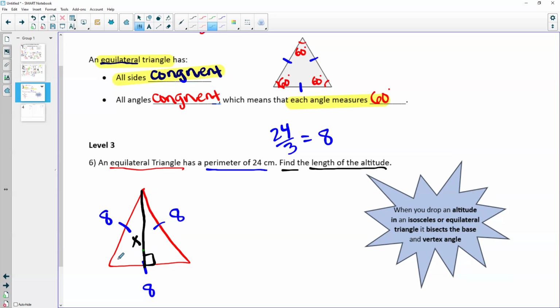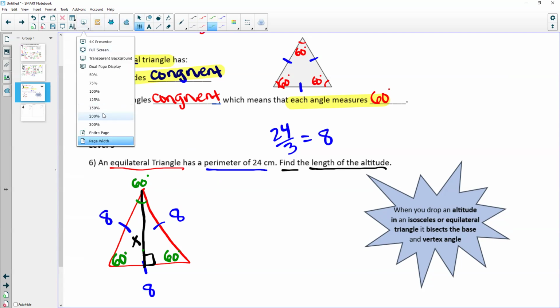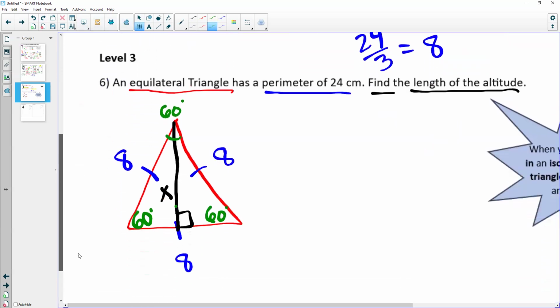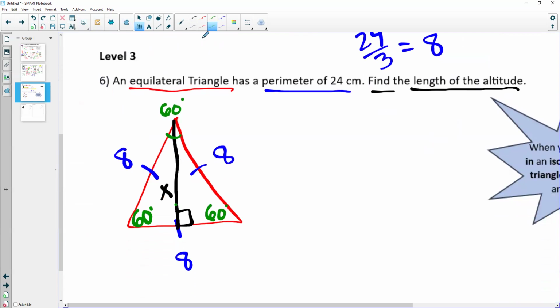This altitude is going to basically cut anything in its path in half. One thing that we didn't label here was the angles of an equilateral triangle. Earlier, we said that an equilateral triangle has each angle measuring 60 degrees. So this is 60, this is 60, and this top angle right here is also 60. I'm going to zoom in so we can look at this picture a little clearer. This altitude is cutting this angle in half. So if I cut that angle of 60 in half, we'd be working with 30 degrees and 30 degrees. That comes from taking 60 and dividing by 2.